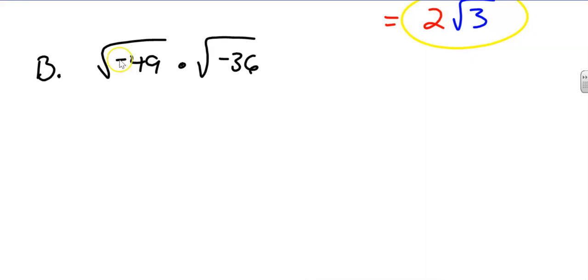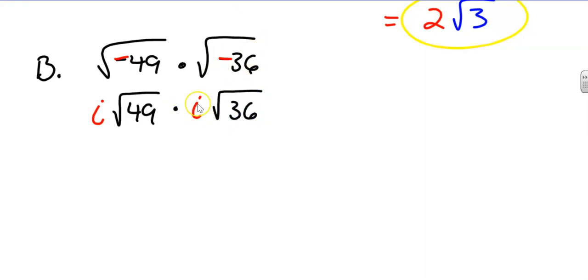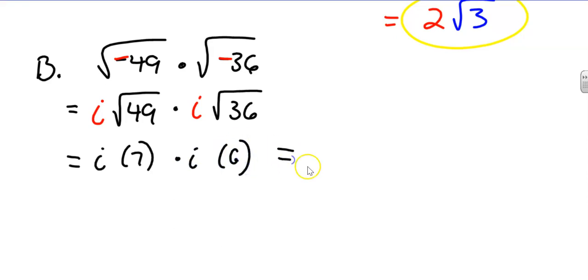Okay, again, very first thing we're going to do is take the negative that we have out and replace it with an i. So we've got i times the square root of 49 times i times the square root of 36. But again, the square root of 49 is just 7. The square root of 36 is 6. Okay, so you've got i times i, which would be i squared. You've got 7 times 6, which would be 42.